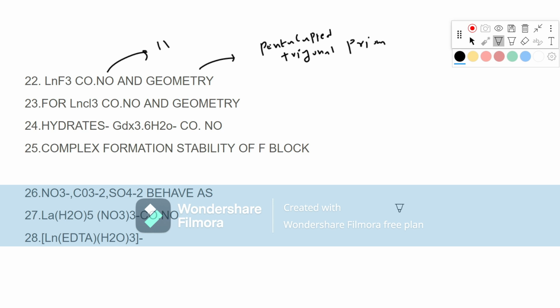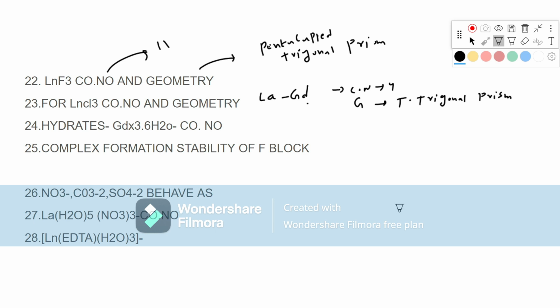Next, for LnCl3, what is the coordination number? Whenever we go from left to right, size decreases, so coordination number decreases. Here you have to remember in 2 steps. The first one is from lanthanum to gadolinium, coordination number 9. Geometry for coordination number 9 is tricapped trigonal prism.